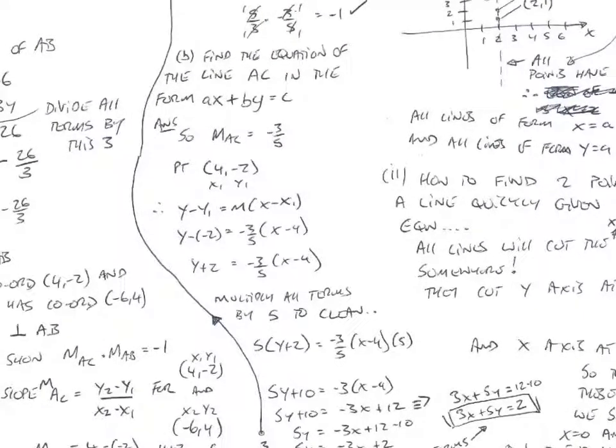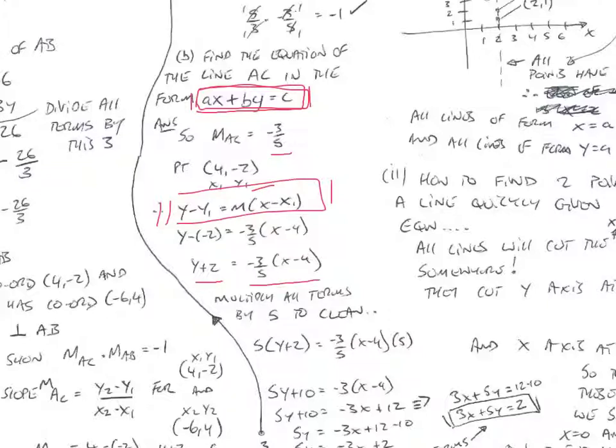Find the equation of the line AC in the form ax plus by is equal to c. It's just the general form. It's not the y equals mx plus c. It's just the general, I would say, unwieldy equation of the line. So we have the slope, and we have a point. We can plug those into the original equation to find the equation of the line, and we end up with a term that looks like y plus 2 is minus 3 over 5 times x minus 4.